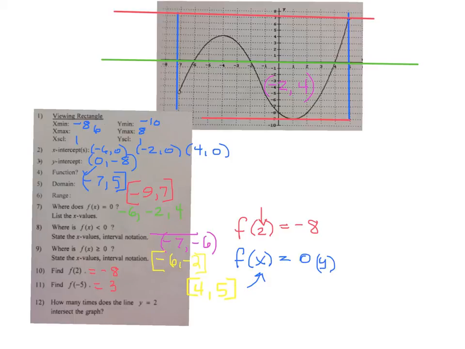Okay? We've already done 10 and 11, so let's jump down real quickly and do number 12. How many times does the line y equals 2 intersect the graph? So let's look at the line y equals 2. It would be right here. It intersects the graph 1, 2, 3 times.